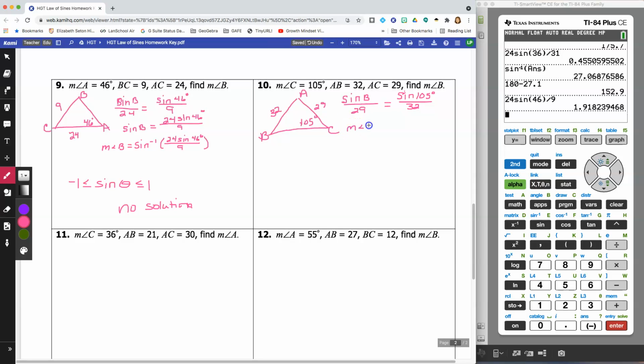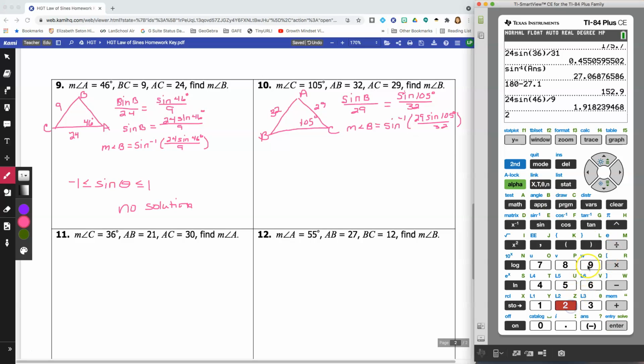So the measure of angle B, and I am kind of jumping ahead here. If you aren't sure about this, make sure you go back, pause the video, and do the arithmetic part first. But I'm going to multiply both sides by 29, and then I'm going to use the inverse. So the measure of angle B is equal to the inverse sine of 29 times the sine of 105 degrees divided by 32.